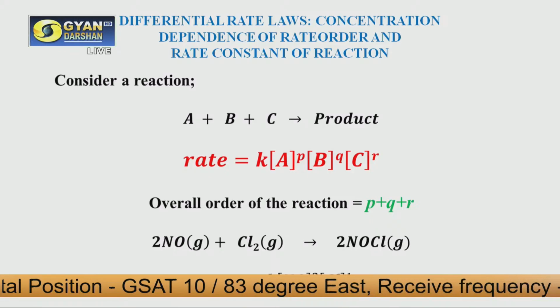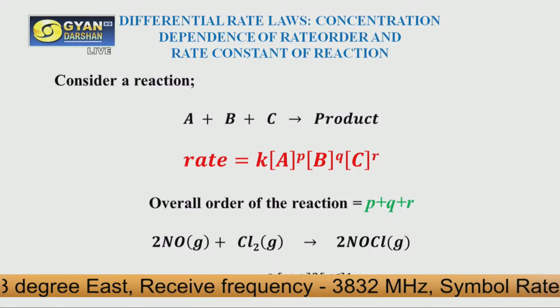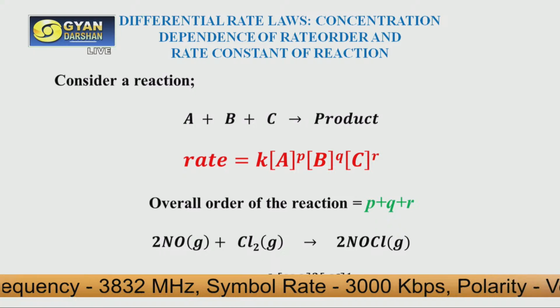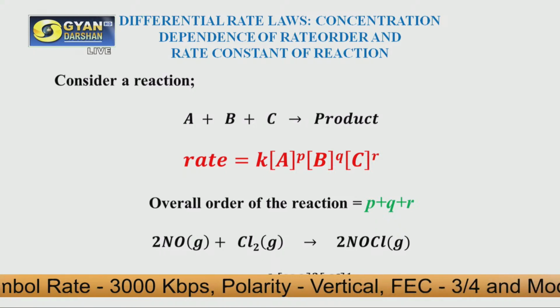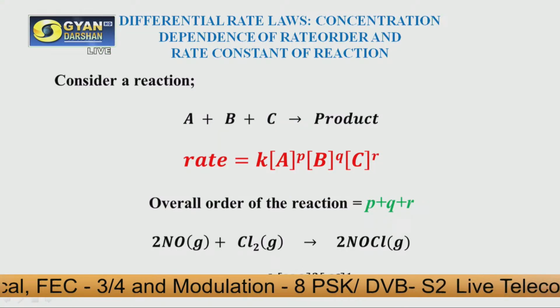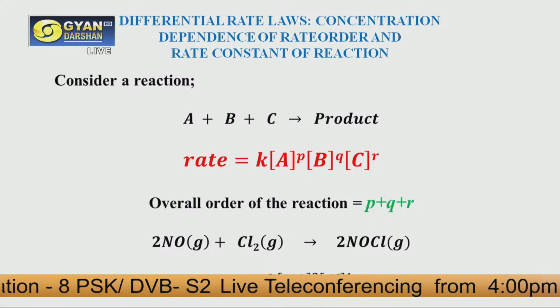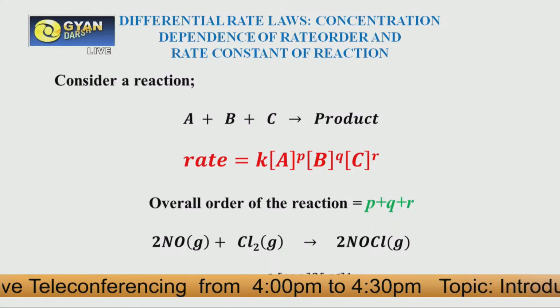So let us take an example. 2 moles of nitric oxide plus Cl2, which is a gas, gives 2 NOCl. Here the rate is equal to the rate constant times the concentration of reactants, with respect to NO to the power 2 and Cl2 to the power 1. The overall order of the reaction we can term as 2 plus 1, which is equal to 3. So this reaction has the order of 3.